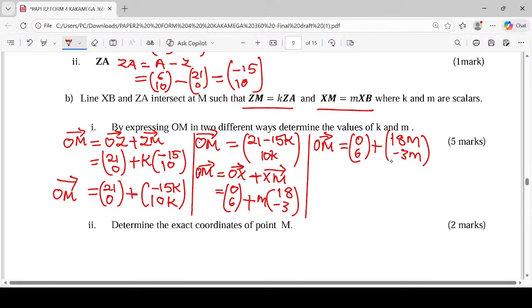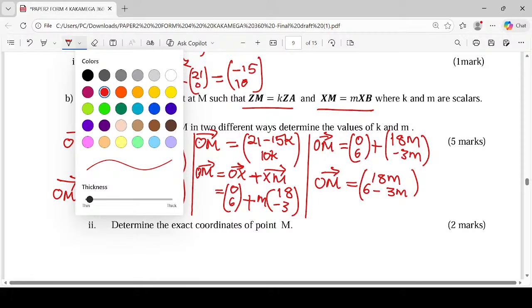So this means my OM, when you work that further, you're going to have 0 plus 18m, that will just be 18m. 6 plus negative 3m, that will be like saying 6 minus 3m. By doing that, I have expressed OM in two different ways. By expressing OM in two different ways, determine the values of k and m. Now I've done the expression in two different ways.